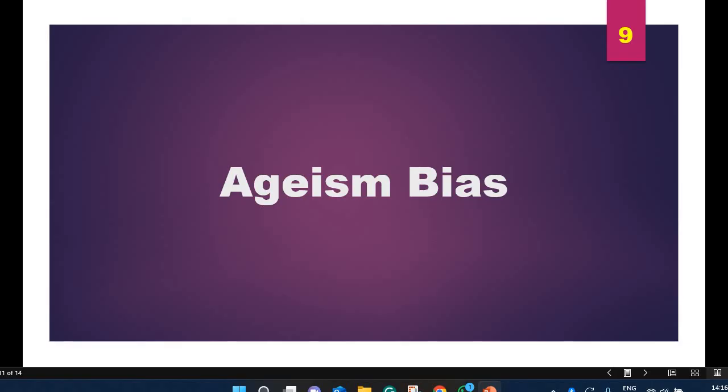Ageism bias, again, as the name explains, is when people are discriminated against because of their age. This mostly is the case in the job market where people of a higher age are not considered for a role regardless of their experience, their skills, or anything else. So simple. This is ageism bias.